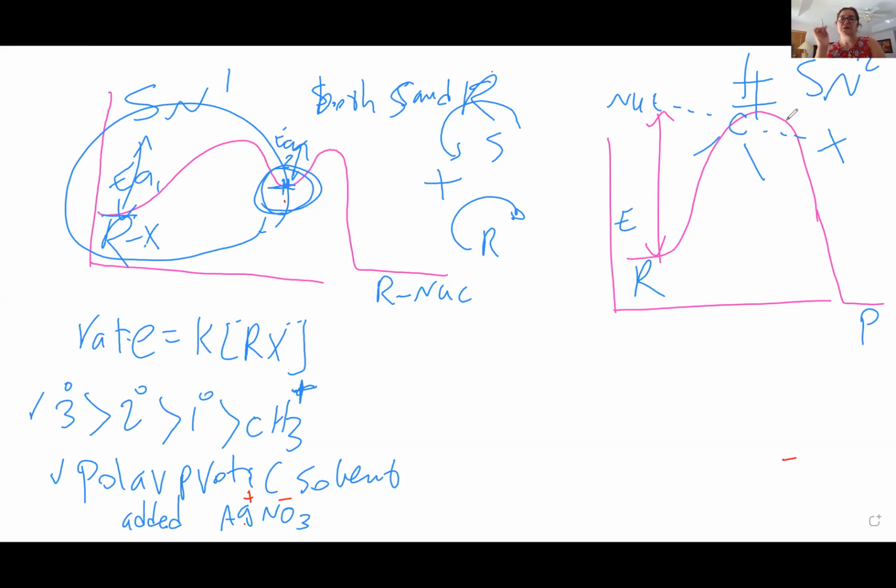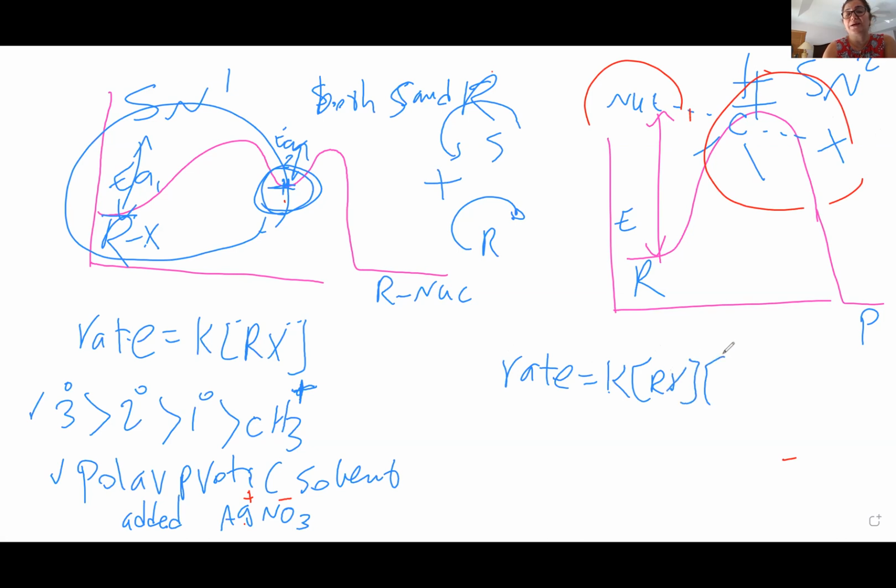So in the SN2 type reaction, in the transition state, we have a complex, and in this complex the RX, or the substrate, is involved, and the nucleophile also is involved. That makes the rate of this reaction dependent on the RX as well as the nucleophile. So if you change the concentration of either one of them, the rate of the reaction is going to change.